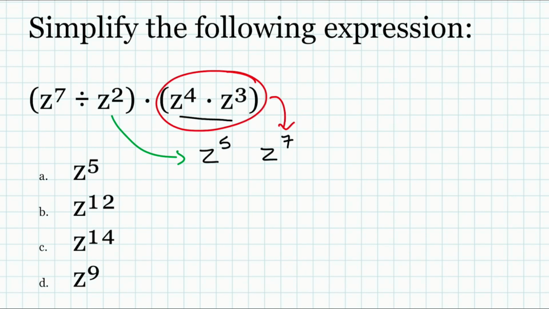And then once we have these two together, we multiply. Z to the power of 5 times z to the power of 7 equals z to the power of 12.